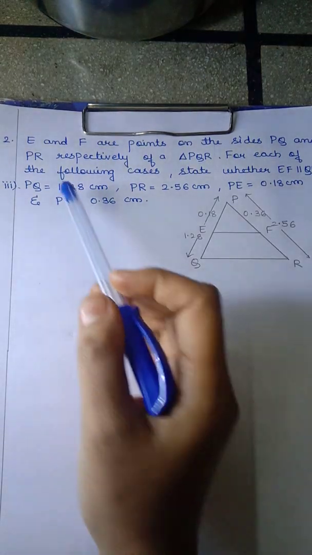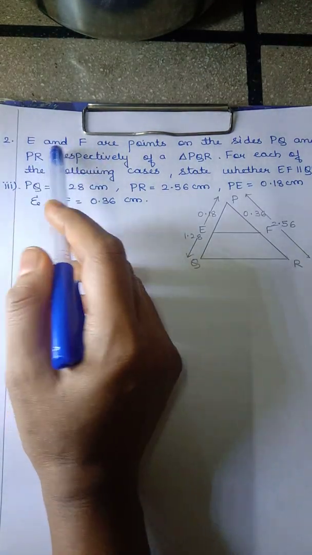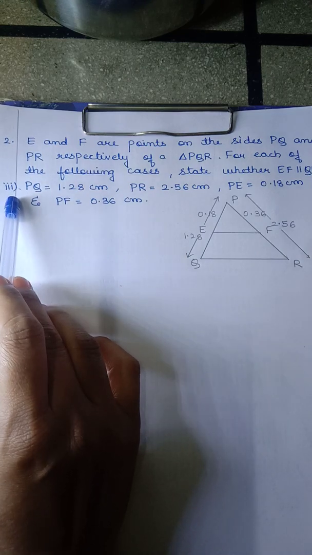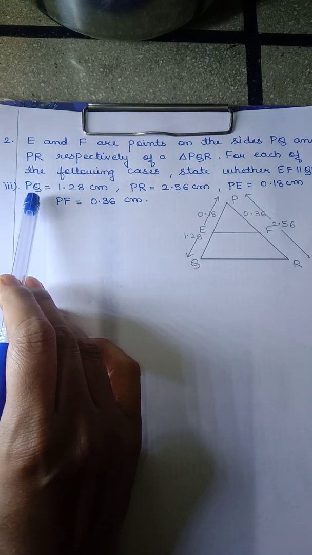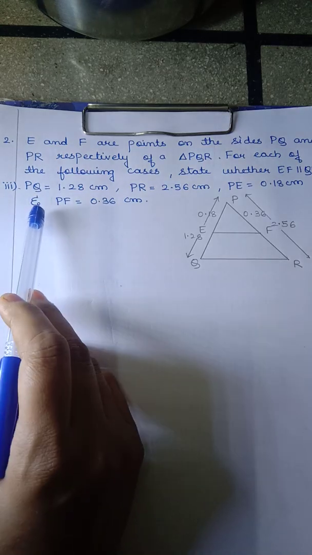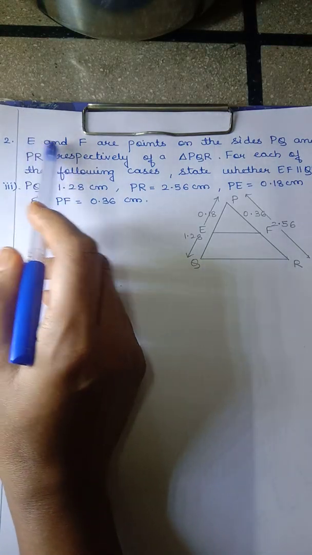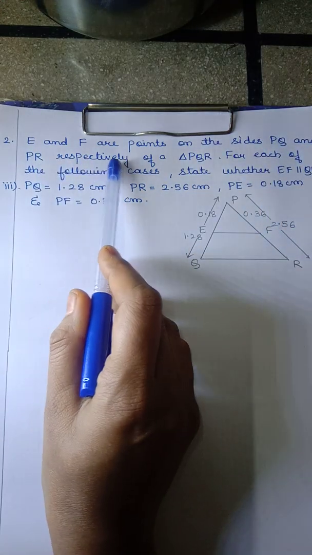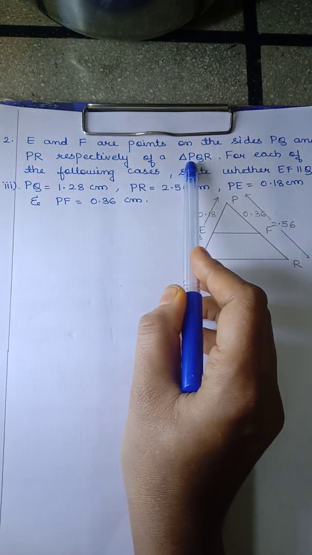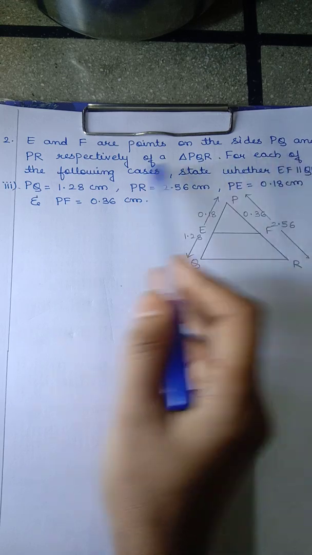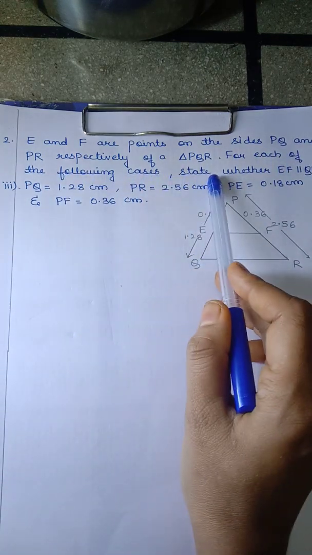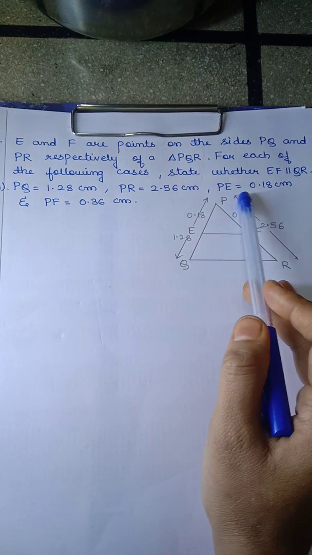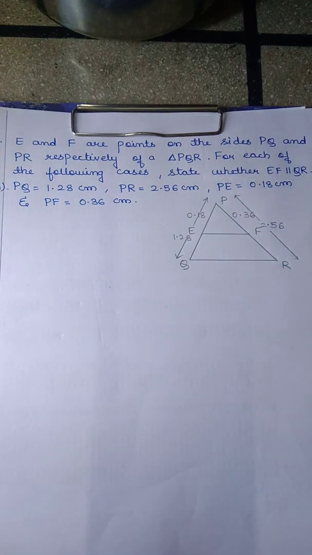Yes, now the second question, children. In the second question you have three parts, first, second and third. I'll show you the third one. The remaining first and second one you can do by yourself. So the question is, E and F are points on the side PQ and PR respectively of a triangle PQR. For each of the following cases, state whether EF is parallel to QR. You have to state whether EF is parallel to QR.